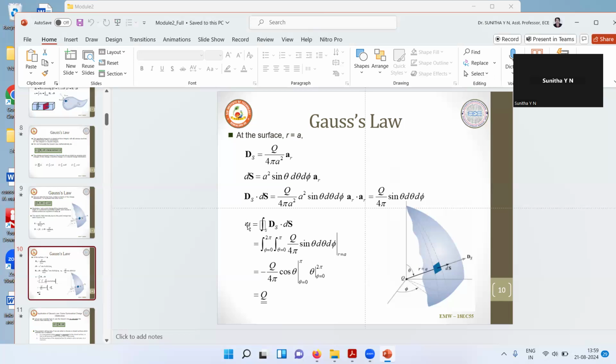So we say that the flux psi is equal to the charge enclosed. You can see that after substituting these limits, psi is equal to Q. That is what Gauss law is all about.